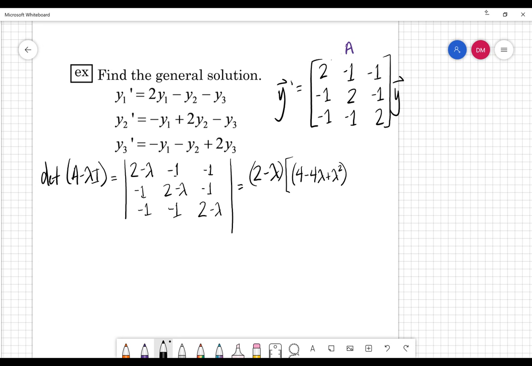And then we get minus a positive 1 right here. So that would be lambda squared minus 4 lambda plus 3, it looks like. And then we always change the sign of the middle element here. So we get plus 1, and we go ahead and do that 2 by 2. When I take negative 1 times 2 minus lambda, I'm just going to distribute that right away. And then it looks like I have another minus positive 1. So here it looks like we get lambda minus 3 when we simplify.